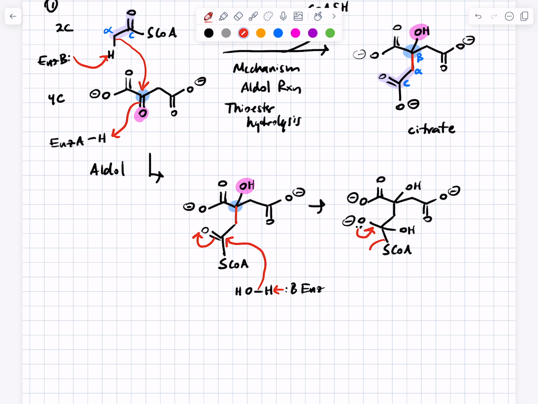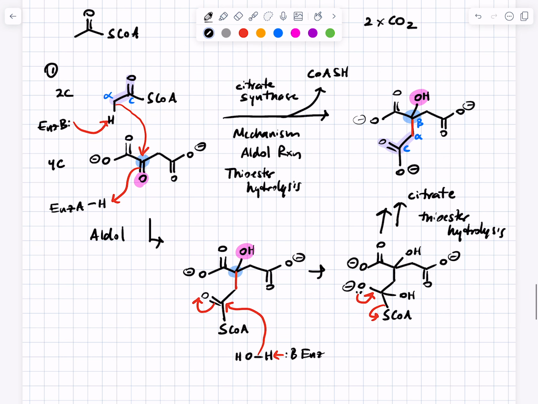Electrons kick down, coenzyme A thiol leaves, and then that thiolate will deprotonate the resulting carboxylic acid to give you citrate. I'm not going to show that last proton transfer step. I think you can imagine it, and you could draw it if I asked you to, but I think that's good enough. So that's the thioester hydrolysis just by nucleophilic acyl substitution.